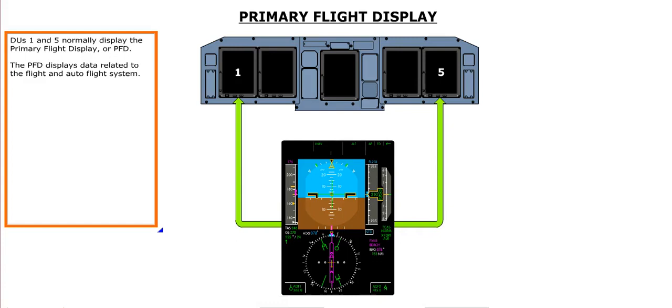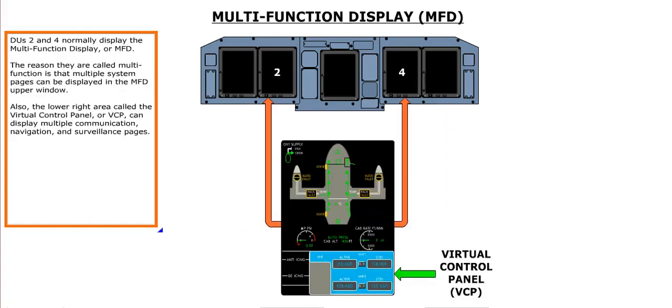DUs 1 and 5 normally display the primary flight display, or PFD. The PFD displays data related to the flight and auto-flight system. DUs 2 and 4 normally display the multifunction display, or MFD. The reason they are called multifunction is that multiple system pages can be displayed in the MFD upper window. Also, the lower right area, called the Virtual Control Panel, or VCP, can display multiple communication, navigation, and surveillance pages.